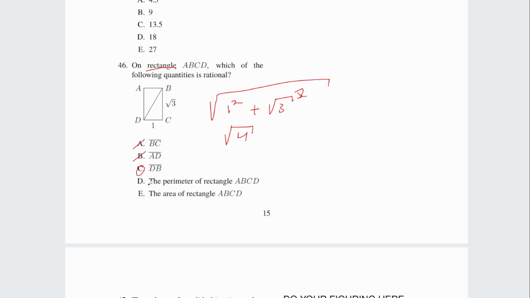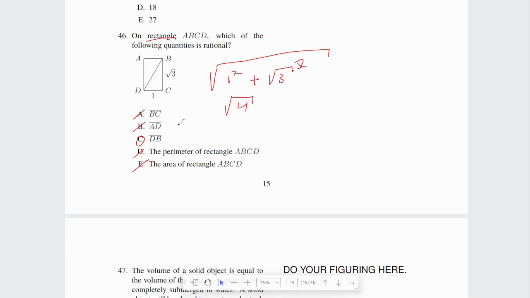The perimeter of the entire rectangle is going to be irrational because we're still adding the square root of 3 twice, and the area of the rectangle is going to be 1 times the square root of 3, so that is also not going to be rational.